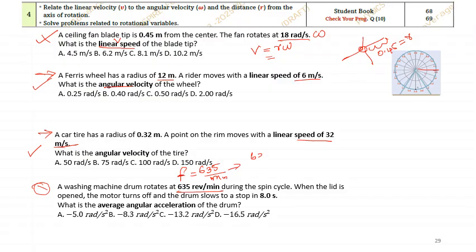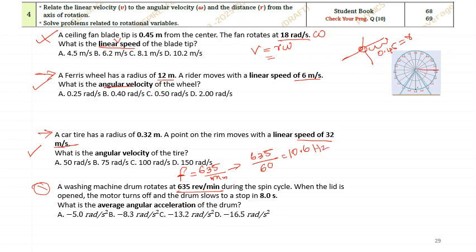So it will be 635 in 1 minute. How many seconds will there be? It will be 60. Just divide by 60 so that you will get the frequency per second. So 635 divided by 60. How much will it be? It will be 10.5 or 10.6. 10.58 is coming. So let me take it as 10.6 hertz. Revolution per second is hertz, or you can write revolution per second.